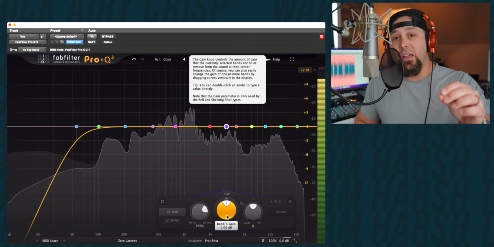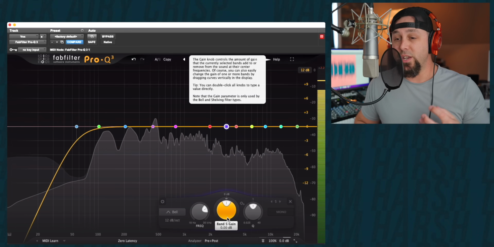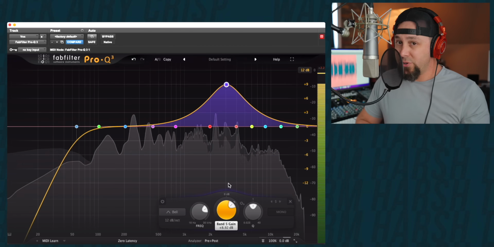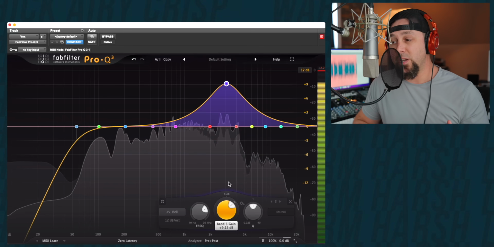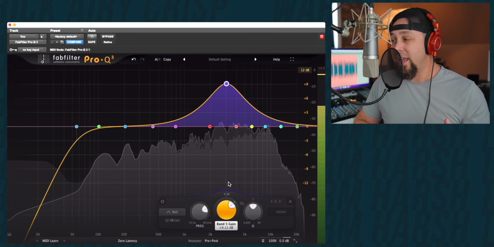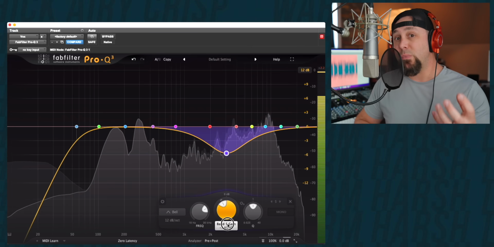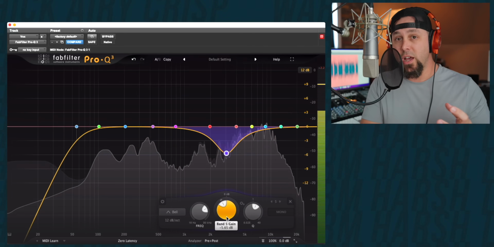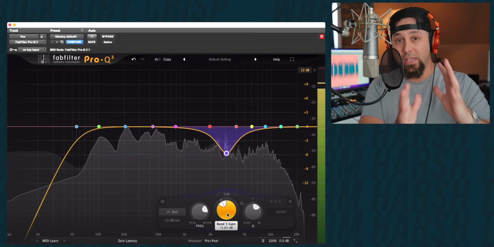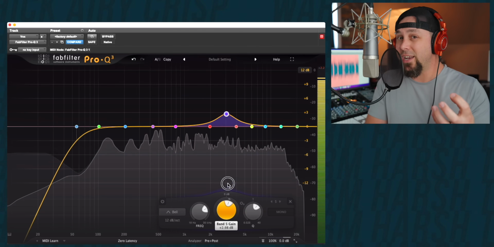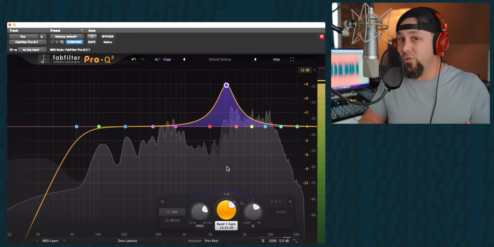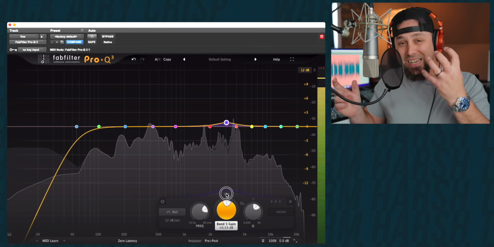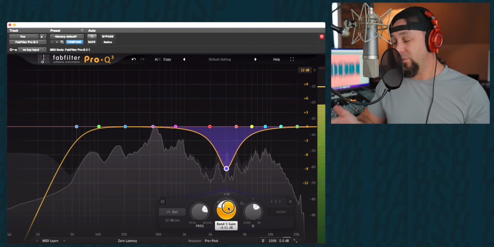Now, 2.5 to 3.5K is often where the nasaliness of a vocal is, the sinus cavity of a vocal. So if I boost that frequency range here, you can hear how much more nasally my voice becomes. And if you cut this, you do lose presence, but you also lose some of that nasal character. And so this is a good example of what I was talking about between the last two frequency ranges, how they both play into each other. This is also the presence frequency range, but more specifically the nasally part of the presence of a vocal.